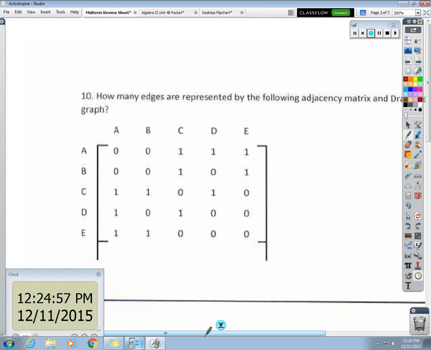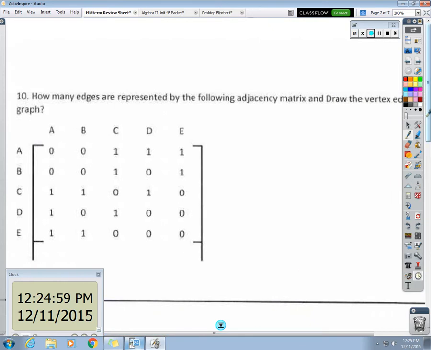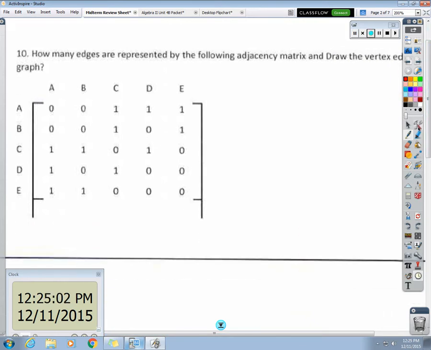Alright, how many edges are represented by the following adjacency matrix, and draw the vertex edge graph? 11 edges. Okay, the vertex edge graph, first you need to plot points. How many points do we need? 5, because there's 5 letters. So, it doesn't really matter how you do it. A, B, C, D, E.